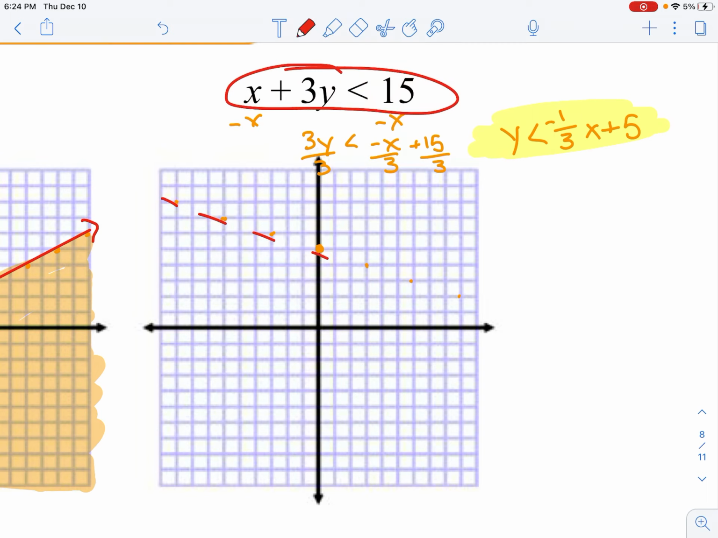And it's a dashed line. So make it a dashed line. I kind of messed that up. Let me try again.